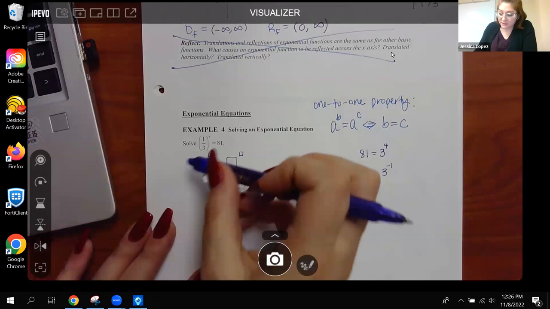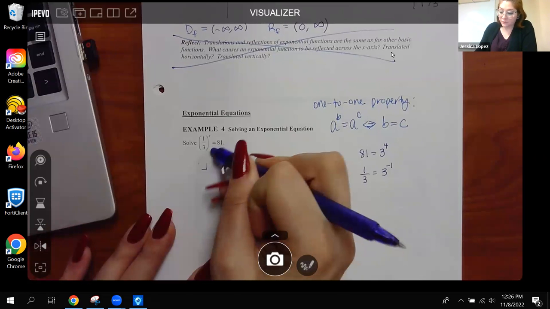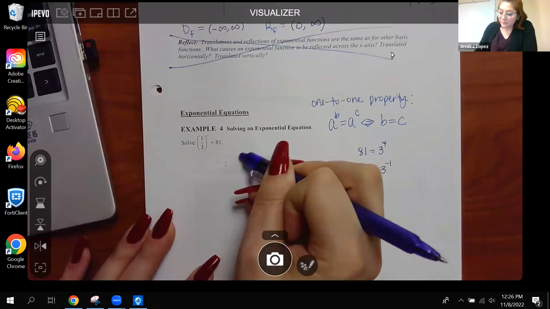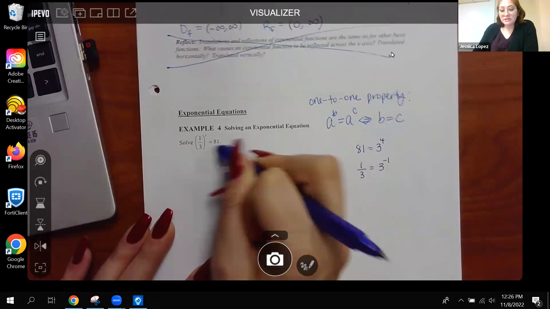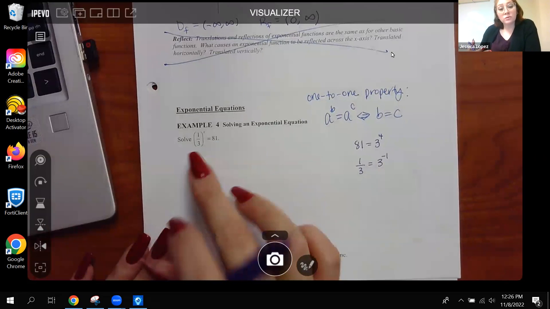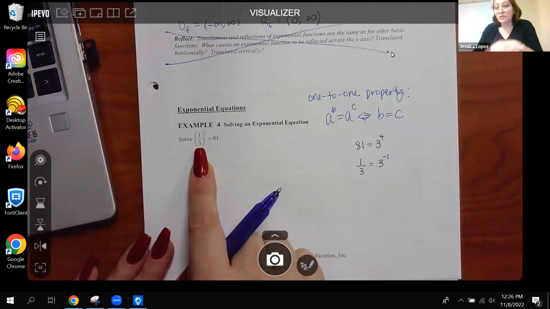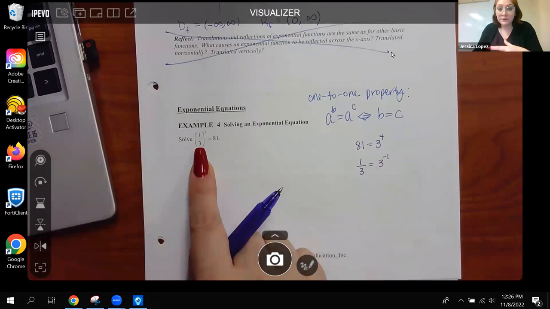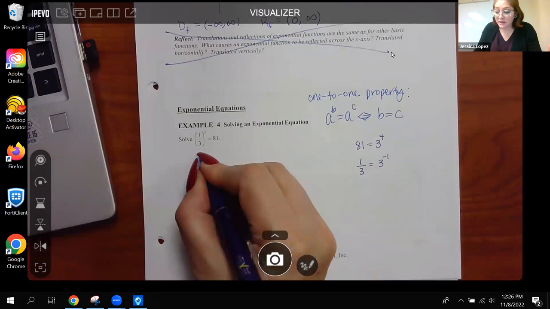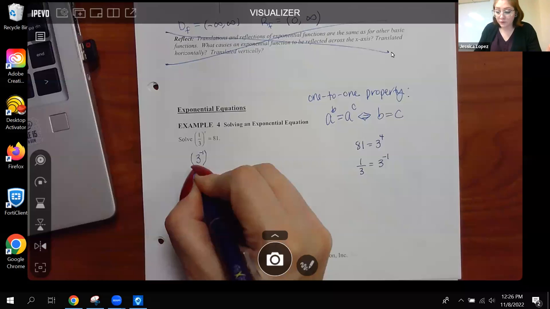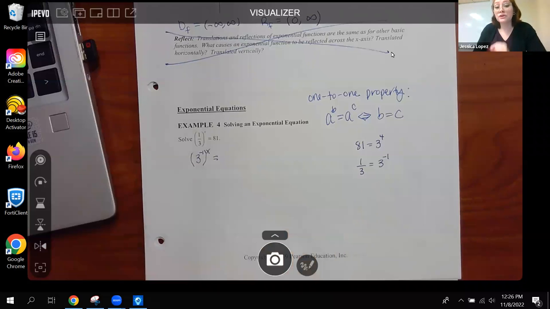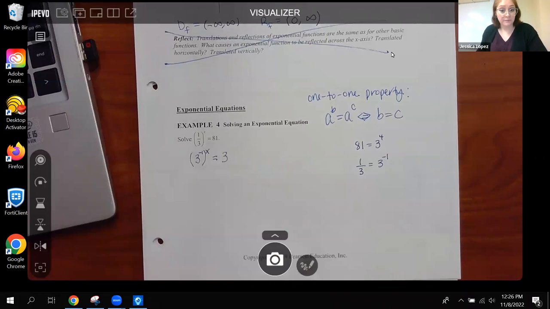So there's going to be a few steps I have to do to get it to look like that, okay? With the fractions, you always want to write them as whole numbers with a negative exponent. So the first thing you should have thought if you're doing this problem on your own is, oh my gosh, I have a fraction. I need to write that as 3 to the negative 1 exponent, okay? Then that would have been your clue. Uh-oh, I have 3 as the base. I better have 3 as the base on the other side, okay?